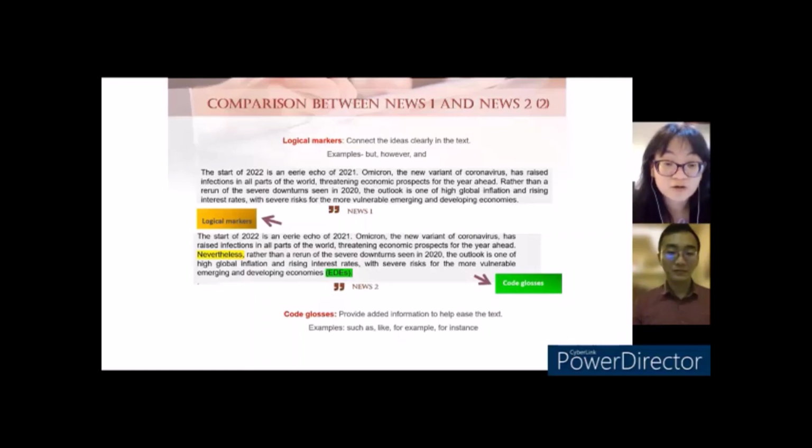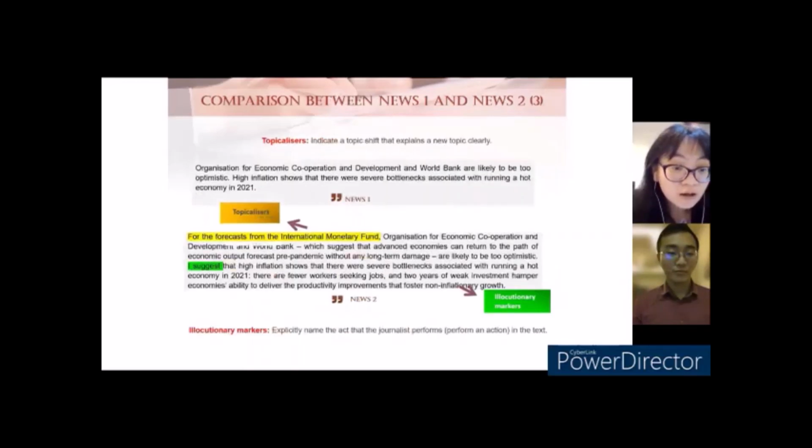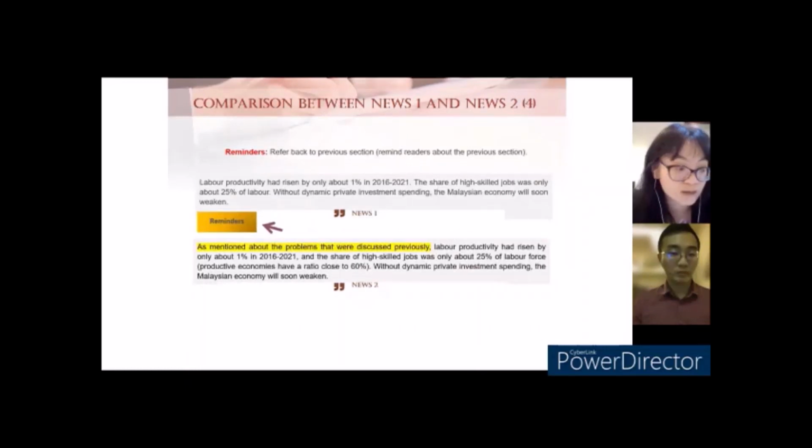And we have code glosses, which are to provide added information to help ease the text when it comes to understanding of jargon words or technical terms. Following that, we have topicalizers, which are to indicate a topic shift that explains a new topic clearly. And we have illocutionary markers, which are to indicate the action of the journalist in the text. Following that, we have the last one, which is called reminders, which are to remind the readers of the previous section that they read. This concludes the textual meta-discourse part.